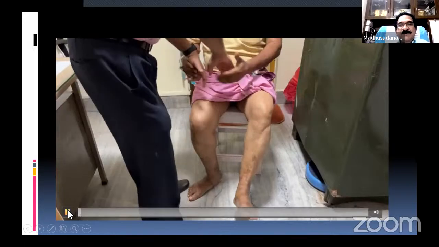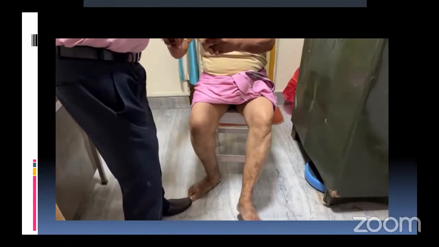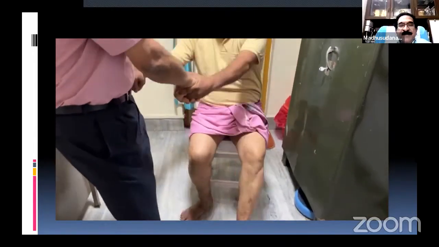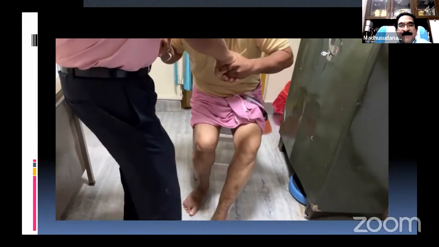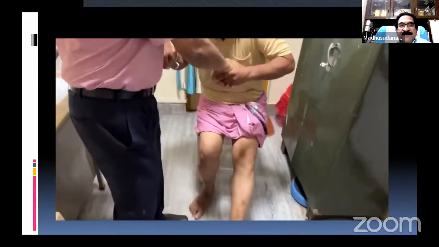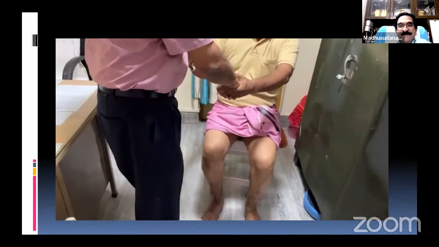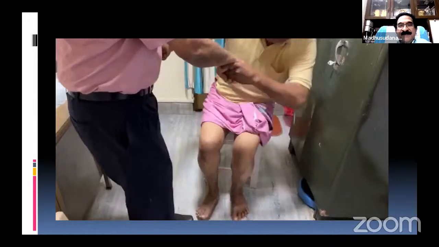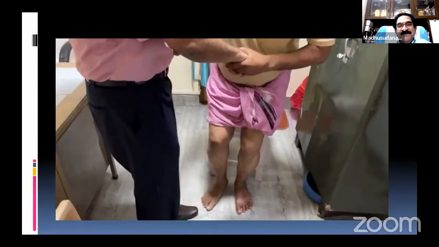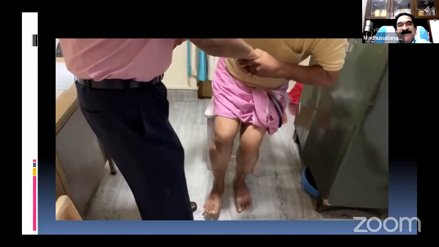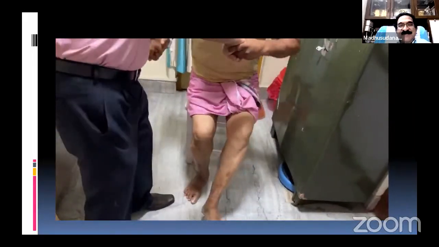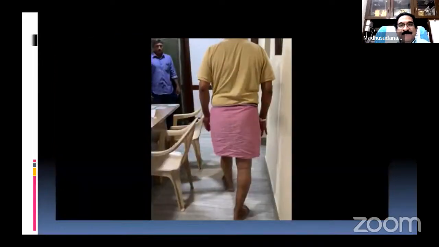Look at what we examine, these quadriceps. Putting the weight on the right side, able to get up. Okay, now putting the weight on the left side, he could get up. So which muscle is weak now? Right quadriceps is weak. Check the gait.